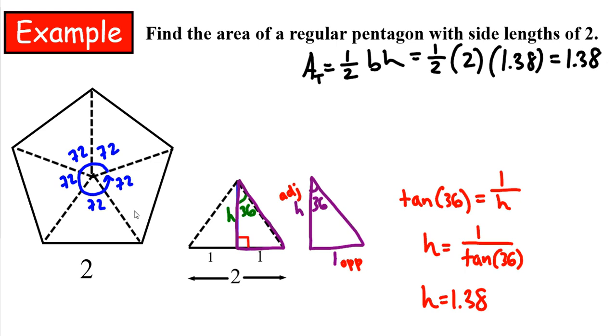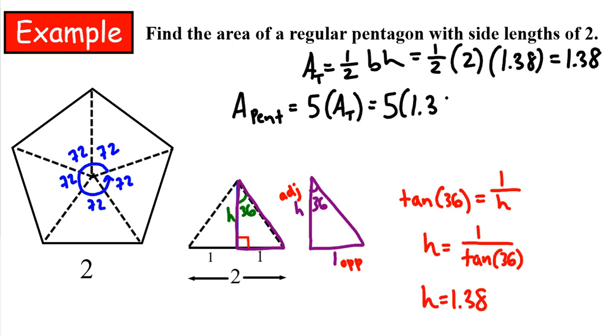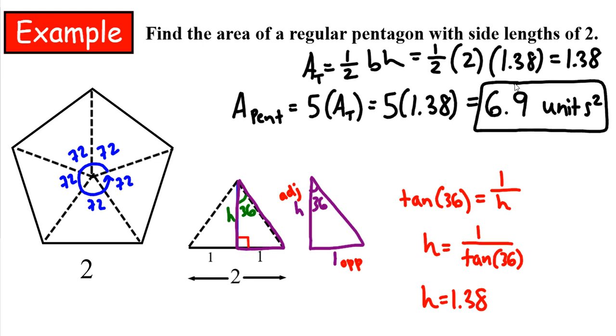The entire pentagon takes 5 triangles, so the area of the pentagon will be 5 times the area of the triangles, which will be 5 times 1.38. So 5 times 1.38 tells me that the area of the entire pentagon is 6.9. My units are just U, so 6.9 units squared, whatever my units would be. And that's how you do it.